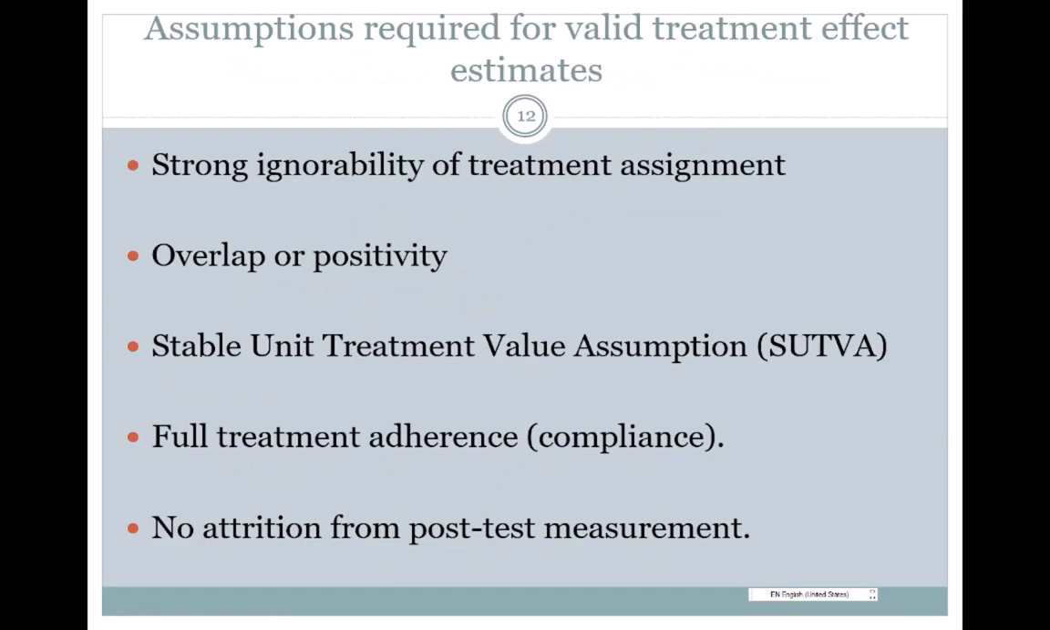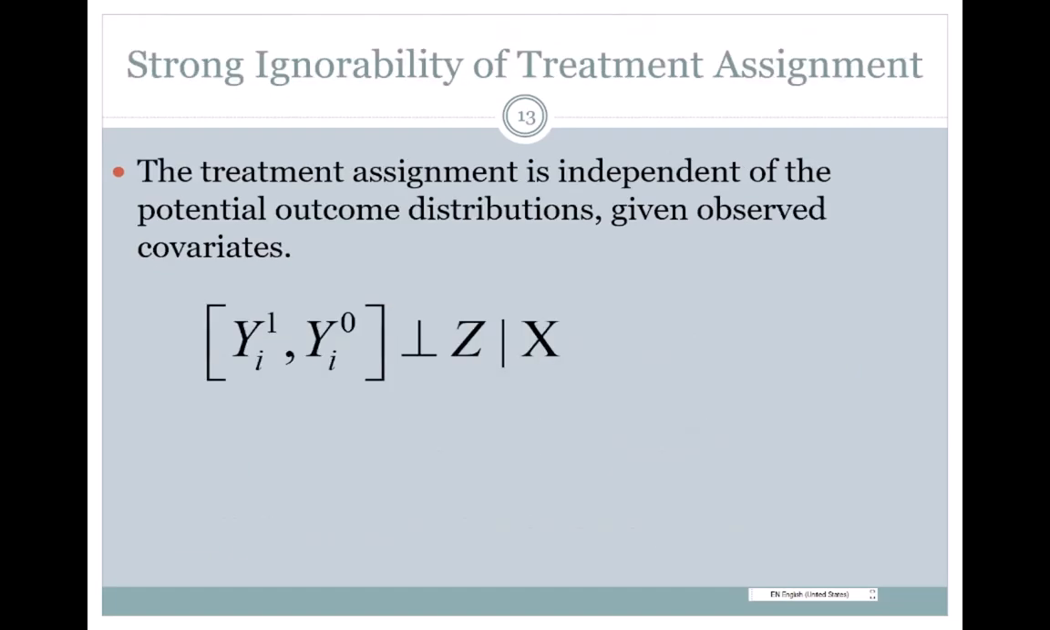But for a valid treatment effect estimate, there is a bigger set of assumptions that need to be true, and some of these can be achieved by random assignment, others cannot. That means you need more than just random assignment to achieve them, and I will go through them.